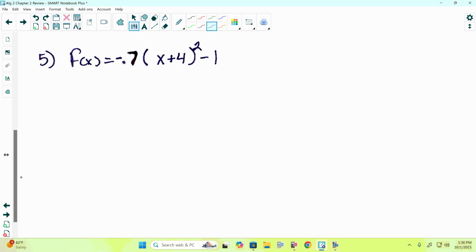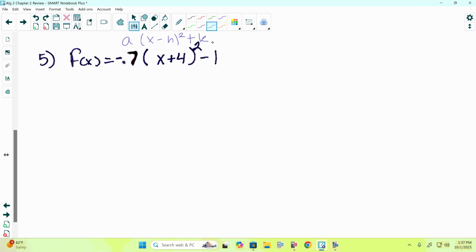So when we look at this here, a(x minus h) squared plus k. A tells us one of two things: vertical stretch or shrink, and reflection across the x-axis. So if A is negative, there's a reflection across the x-axis. If there is a number there, that tells us if there's a stretch or shrink.